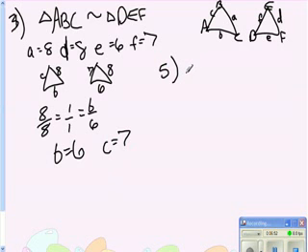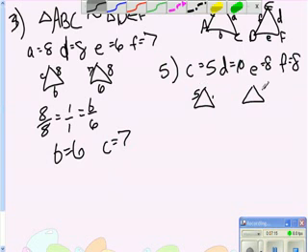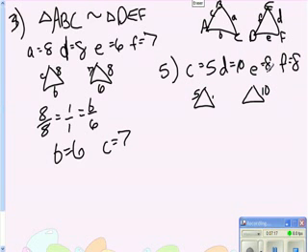Alright, go ahead and do number 5. This time c is 5, d is 10, e is 8, and f is 8. So I'm going to put my triangles again so I can label them. C is 5, D is 10. Oops, sorry, that's not where D is. D's on the other triangle. D is 10 over here. E is 8, and F is 8.